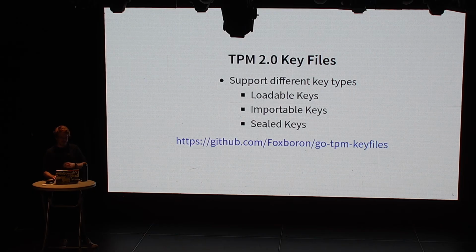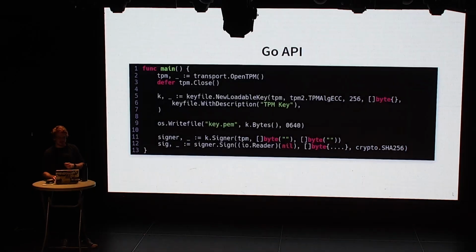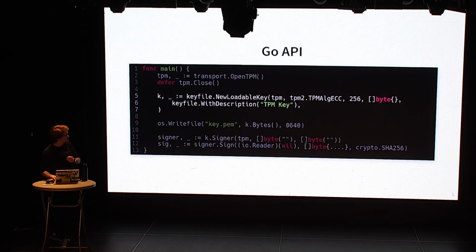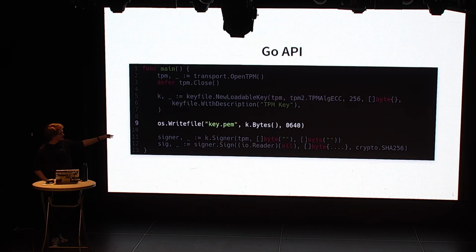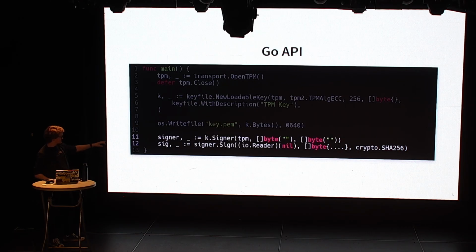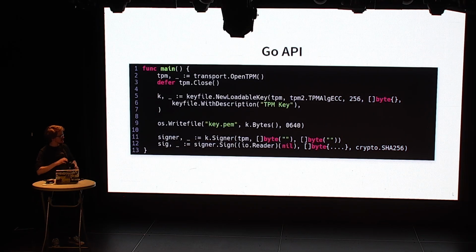And it allows us to easily create TPM keys. So if you use Go and you want a TPM key, we can just define a new loadable key. We can give it a description. We can say it's an elliptic curve key with 256 bits of security. We can write out the bytes of this key into a file. And if we want to sign things, we can just use the standard crypto signer API in Go. And it just works, which is quite nice.